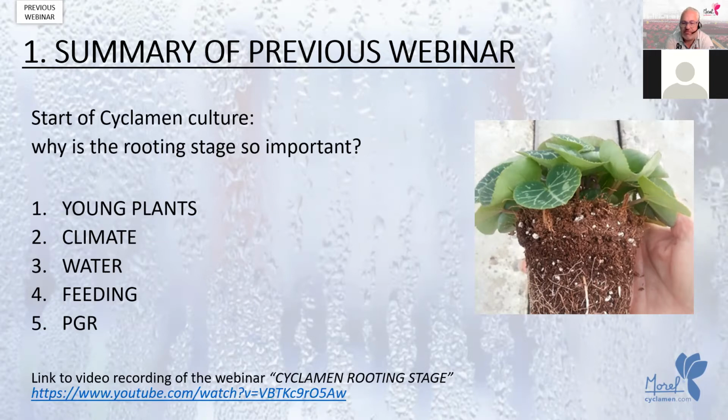Also at the start, please water from the top until the roots are visible at the side of the pot or at the bottom of the pot. Water moderately and allow the soil to dry back before applying the next watering. And it is very important and crucial, and that was what the last webinar was mostly about, to build a good root system before you start to increase the feeding. And if during the culture you keep a moderate nitrogen regime, PGRs normally are not needed.